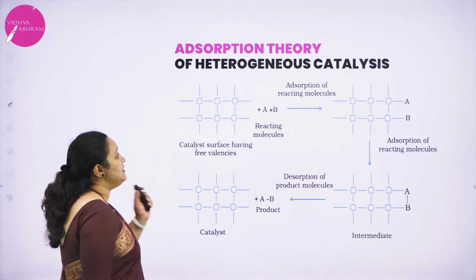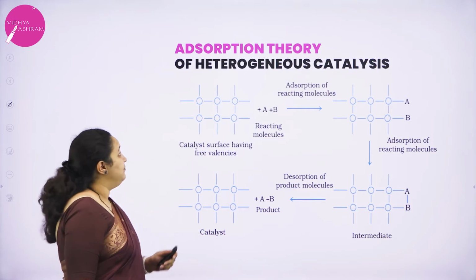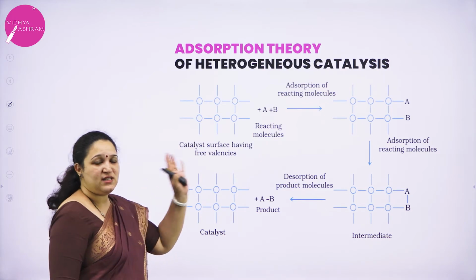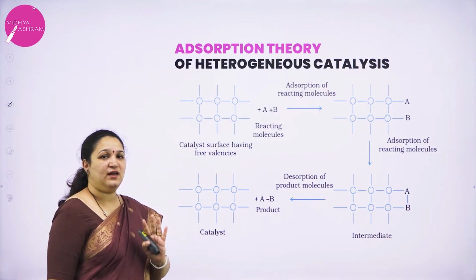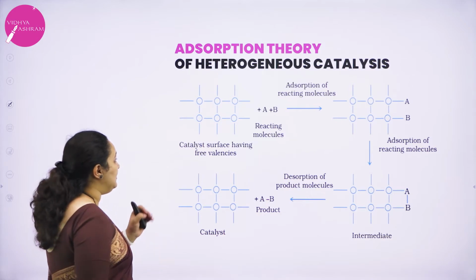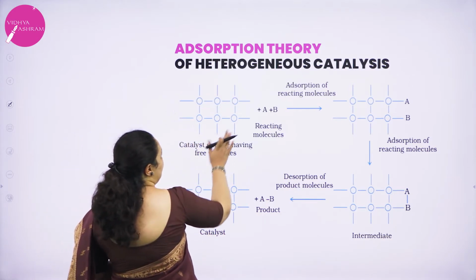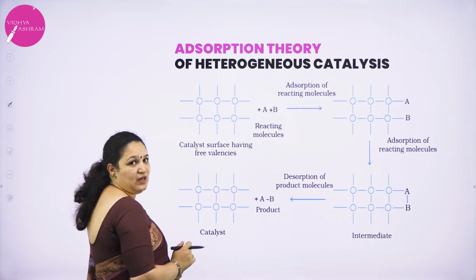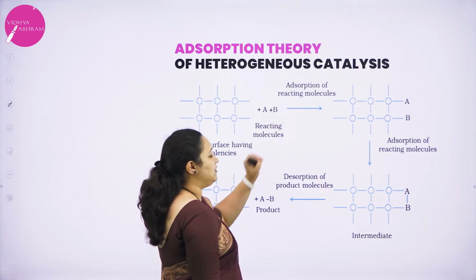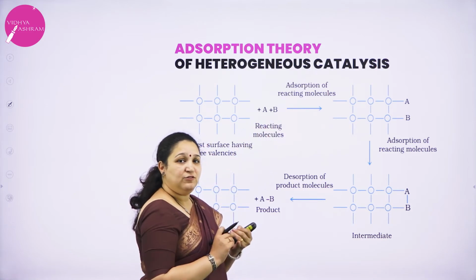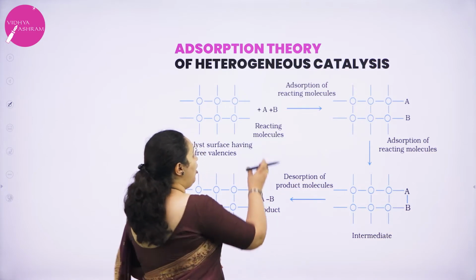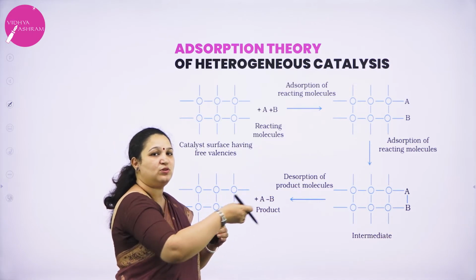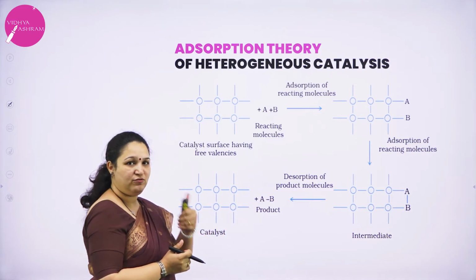Next we have the adsorption theory of heterogeneous catalysis. The entire heterogeneous catalysis happens basically in 5 steps. First, you have the catalytic surface having free valencies, which are shown here. Now let me consider A and B as the reacting molecules. The first step is diffusion of the reactant molecules towards the catalyst. That means the reactant molecules should come towards the catalyst. That is the first step.